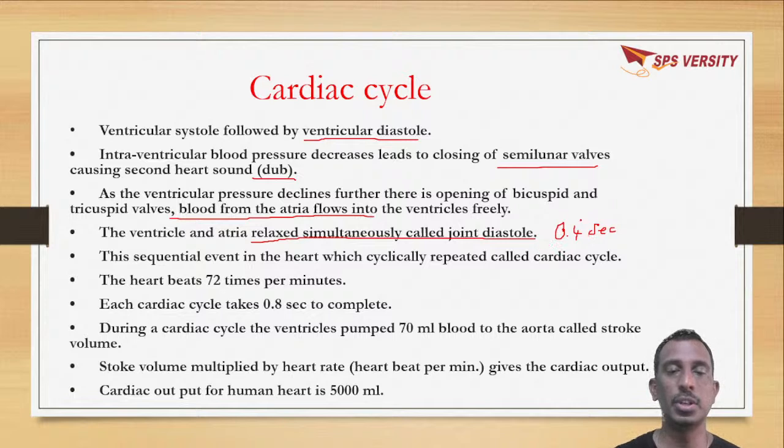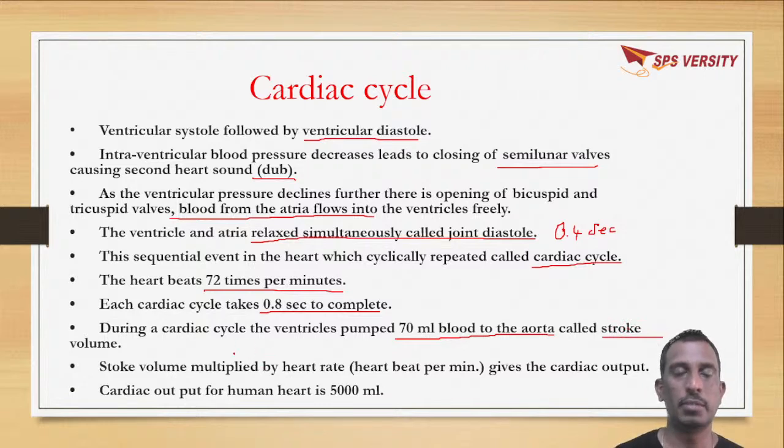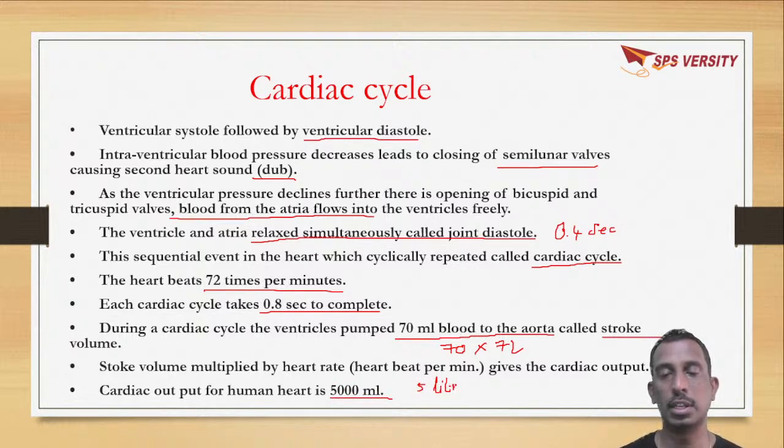The sequential events of the heart, cyclically repeated, are called the cardiac cycle. If the heart beats 72 times per minute, and each cardiac cycle is 0.8 seconds, during the cardiac cycle the ventricles pump 70 ml of blood into the aorta, which is called stroke volume. So in each cardiac cycle, 70 ml of blood is pumped. Multiplying 70 ml by 72 times, we roughly get the cardiac output, which is about 5000 ml.